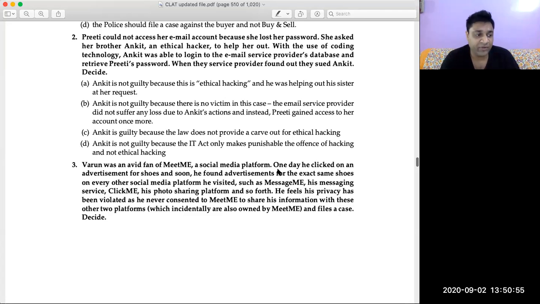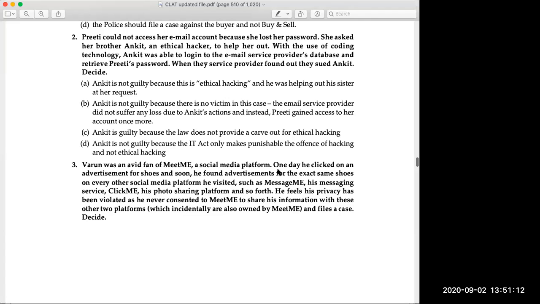One of the famous ethical hackers of India is called Ankit Fadia. He actually started the concept of ethical hacking in India. But the fact remains that hacking is hacking, whether it is ethical or unethical. That is why Ankit will be guilty. But the reason behind hacking should also be considered, na?